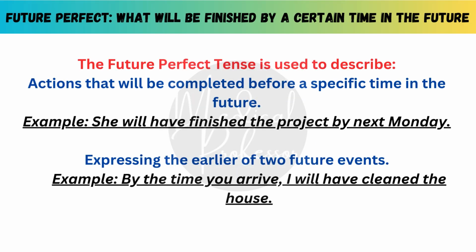Future perfect tense. Future perfect tense is used to describe actions that will be completed before a specific time in future. For example, she will have finished the project by the next Monday. The future perfect tense is also used to describe actions expressing the earlier of two future events. For example, by the time you arrive, I will have cleaned the house.